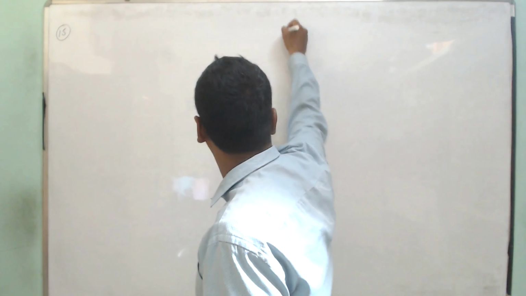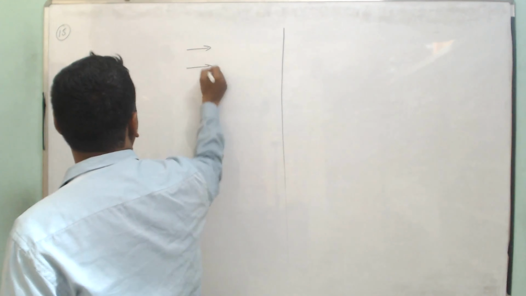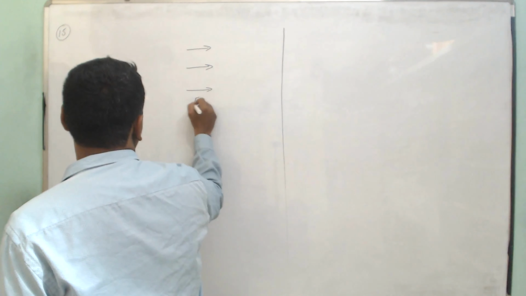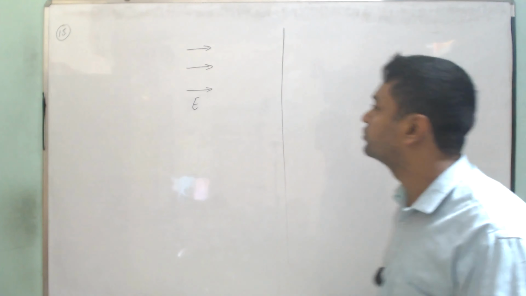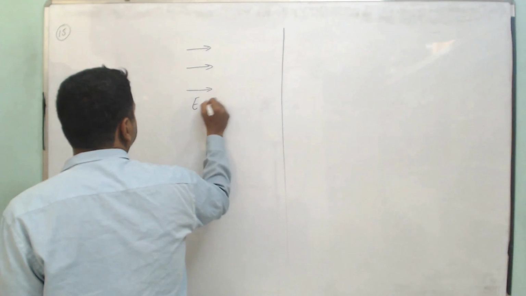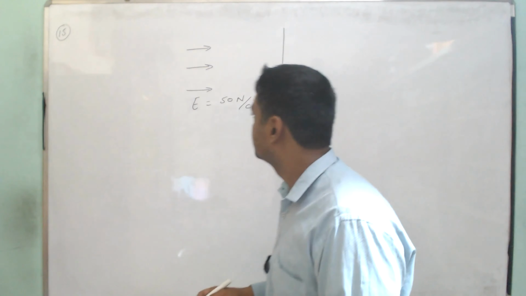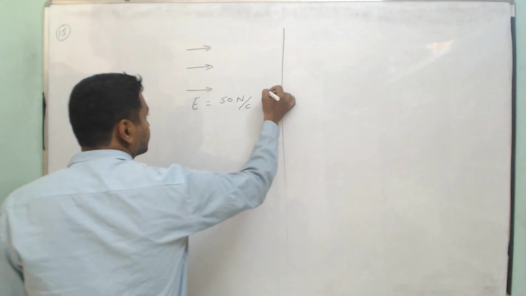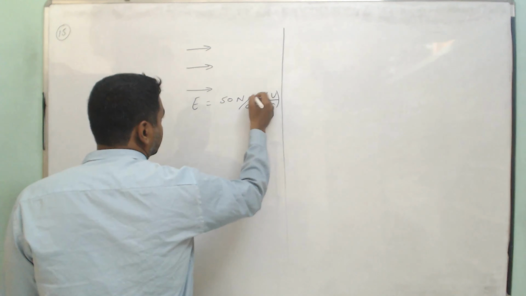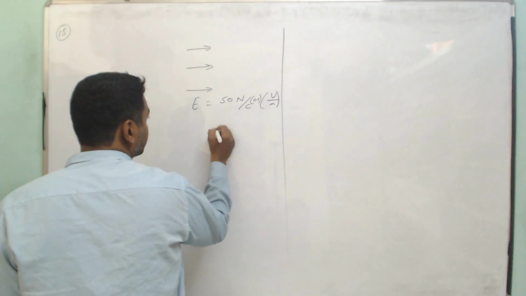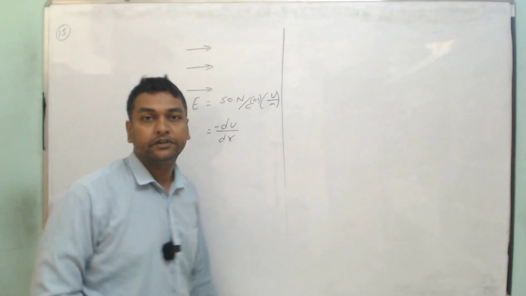Let us say that we have a uniform electric field in this direction, and the magnitude of the electric field is 50 Newton per Coulomb. The units can also be written in terms of volt per meter, so don't get confused in books, because E is equal to minus dV by dr, right?